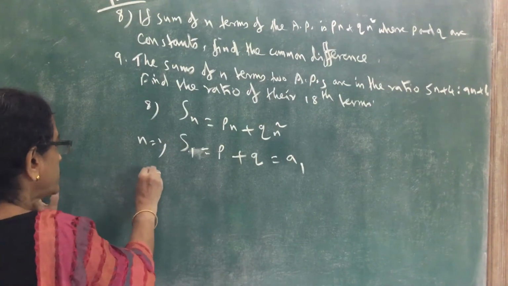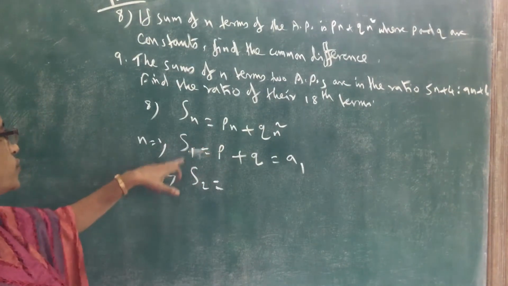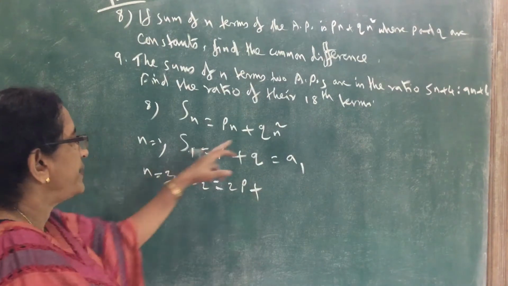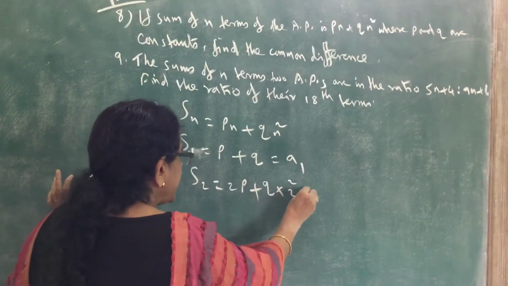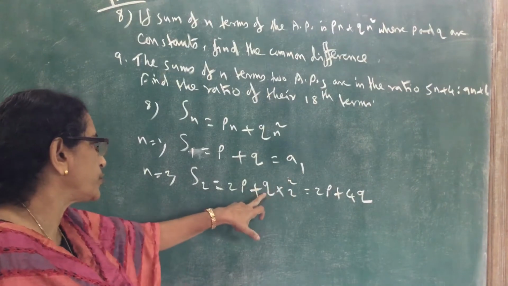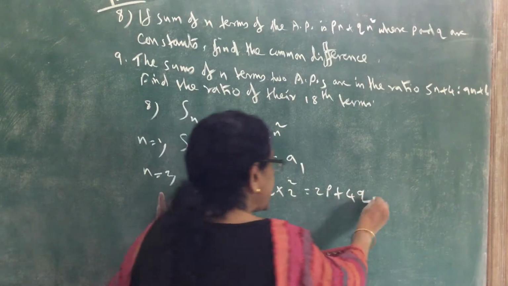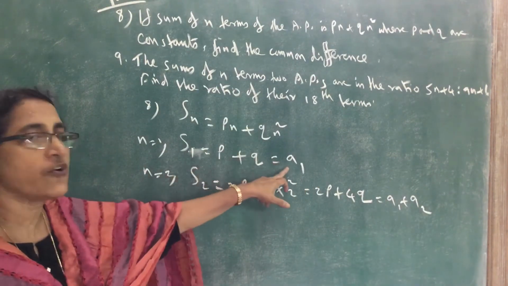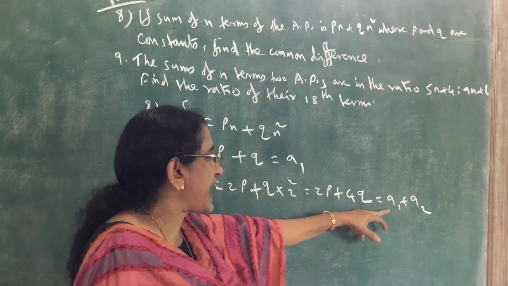Now when we put n equal to 2, what we get? S2. P into 2, that is 2P, plus Q into 2 square, that is 4Q. So S2 is 2P plus 4Q. S2 means the sum of two terms, that is A1 plus A2. S1 means the sum of one term, the same as the first term.